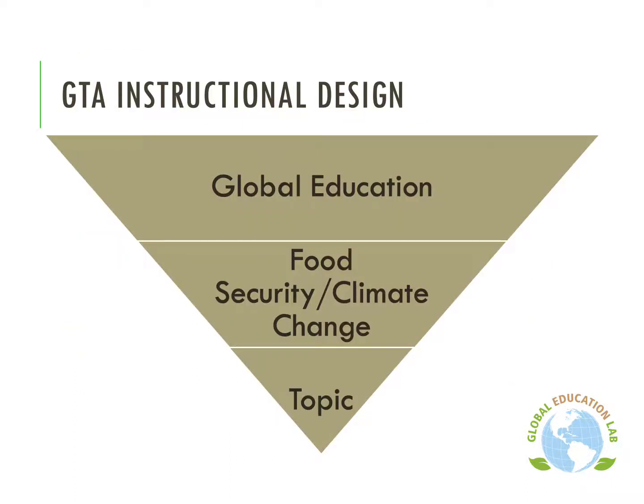For the Global Thinking Academy, we will ask you to think of a topic related to food security or climate change with global implications. Do you have one in mind? Now let's go through the first two steps in the ADDIE model, analyze and design.